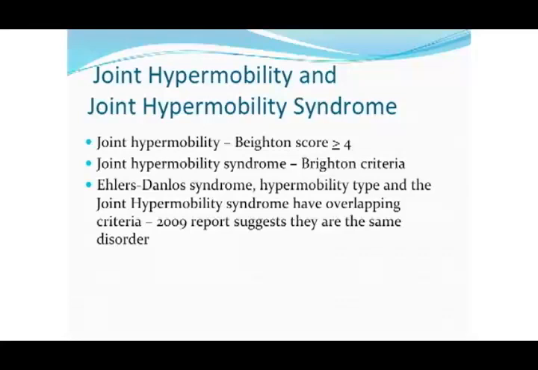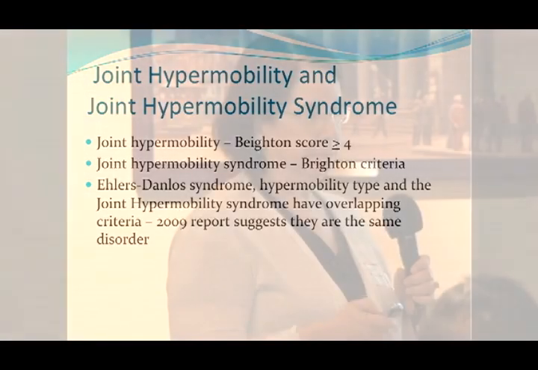There is this question outstanding in some people's minds, I would say. In some of our minds, this issue has been resolved, but there's a question about joint hypermobility and joint hypermobility syndrome and their relationship to Ehlers-Danlos syndrome. And Dr. Graham and Dr. Tinkle and others wrote a paper in 2009 suggesting that really these are the same disorder, and I believe this to be true. They have overlapping criteria, but are still not defined exactly the same.